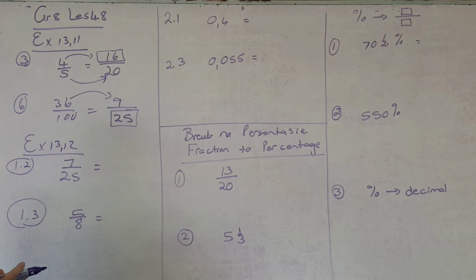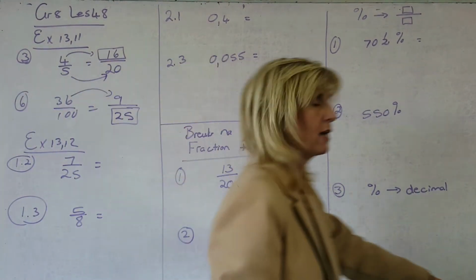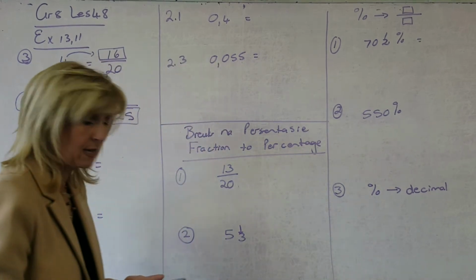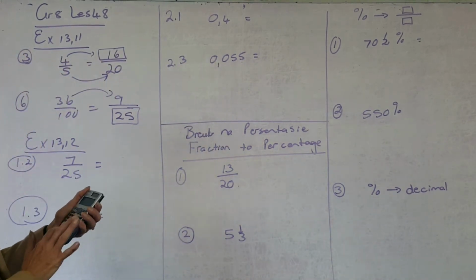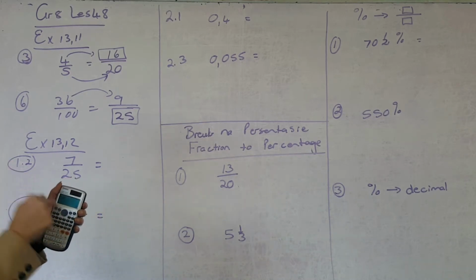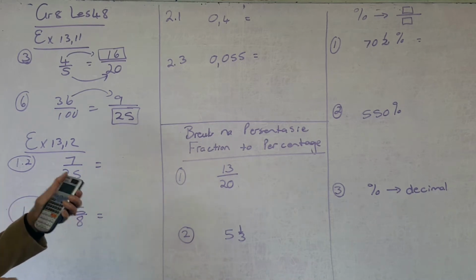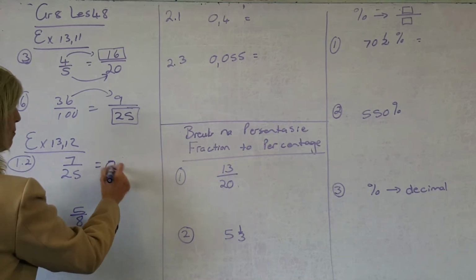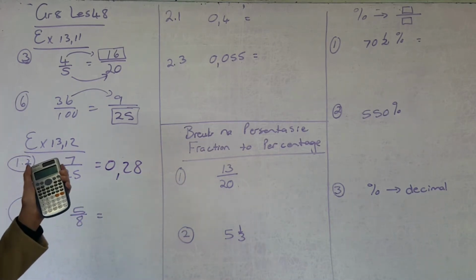Toe die vraag gesê, gaan skryf hierdie vir my as 'n desimaal. So what do you do? You take your calculator for a decimal number. These are the easiest marks ever in an exam. You're just going to say 7 divided by 25 or just 7 over 25. Your calculator keeps it as 7 over 25 unless you say SD. And SD gives you 0.28.